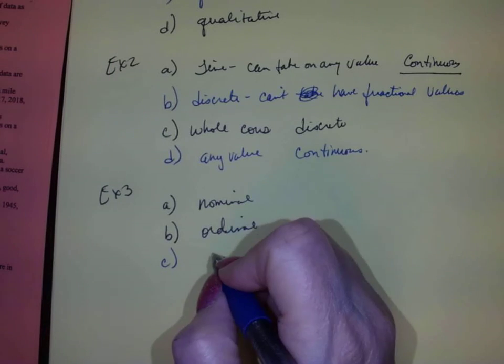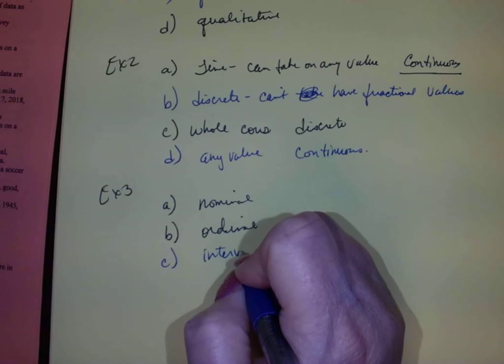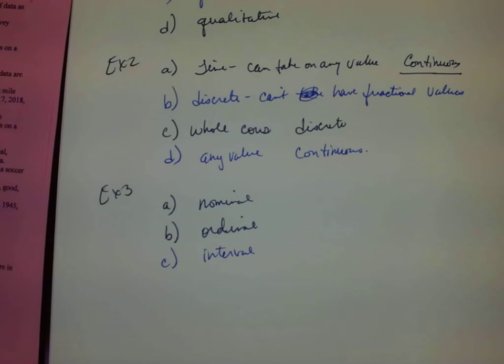They can be an interval of time, but they are not going to be much more than that. So they're discrete, and they can't have fractional values. They're going to be on the interval.